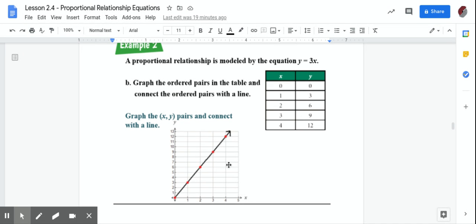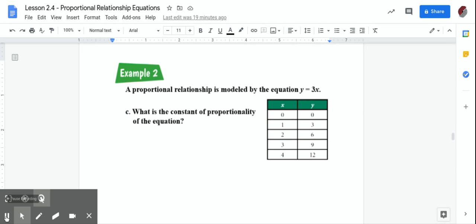Then I'm going to go where x is 1 and y is 3, and I put a dot right there. I'm going to go to where x is 2, y is 6, and put a dot right there. I'm going to go where x is 3, y is 9, and put a dot right there. And we'll go to where x is 4 and y is 12, and I put a dot right there. And then I connect the dots. It is a straight line through the origin, which makes it a proportional relationship.